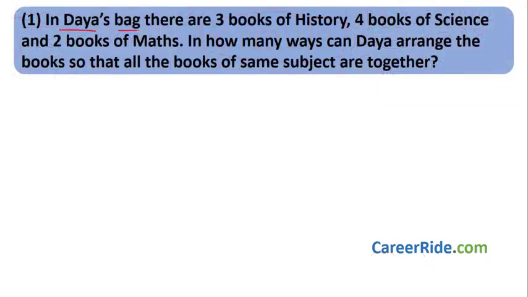In Daya's bag there are 3 books of history, 4 books of science and 2 books of maths. In how many ways can Daya arrange the books so that all the books of the same subject are together? Now let us see how to solve this sum.